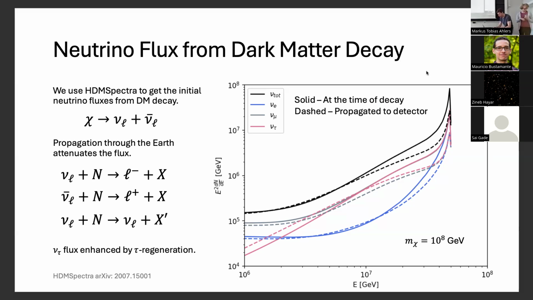And we can actually also see this at the lower ends of the tau spectrum, where we have a higher flux at the surface than we have produced at the core when dark matter decays, because instead of attenuating the flux and losing neutrinos, we just shift them to lower energies.